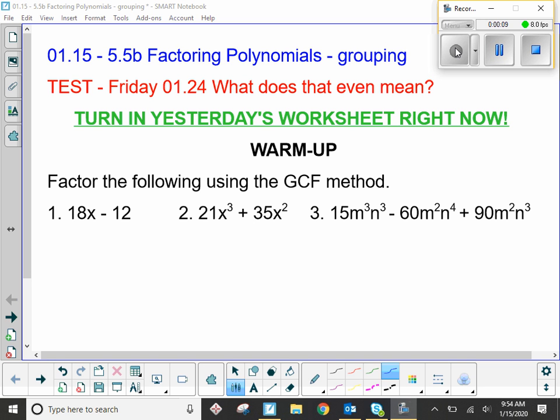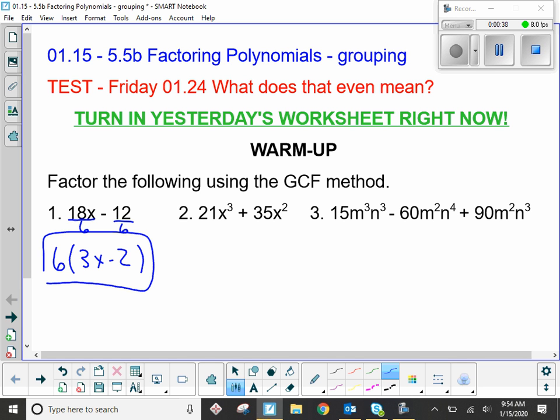What do those terms in number one have in common? They have a 3, but what's bigger than that? 6. Do they have any x's in common? No. All right, so we write down the GCF, and we put the leftovers in parentheses. So we divide the 6 out of each of those. Remember, we're not getting rid of the 6. We're just writing it out here. This is factored form. And so that will leave me 3x minus 2.